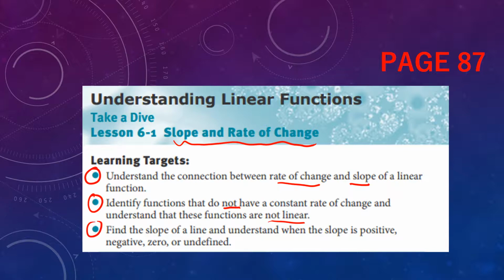And we want to be able to find the slope of a line and understand when the slope is positive, negative, 0, and undefined. So for finding it, there's a few methods we can use, and we'll walk through those, but we really want to understand whether we're looking at a graph, at some coordinates, or any other information in context, whether we've got a rate of change that's positive, negative, 0, or undefined, and what causes that. So, meet you on page 87.